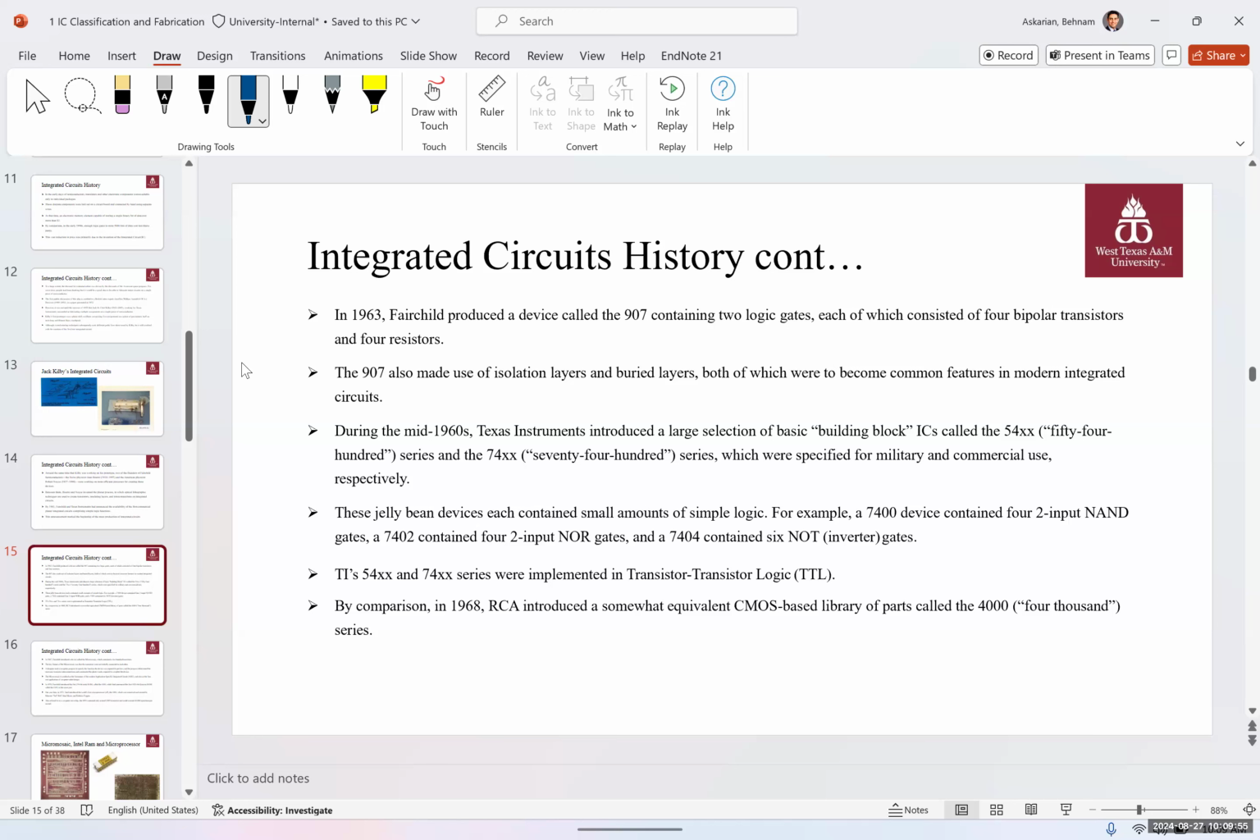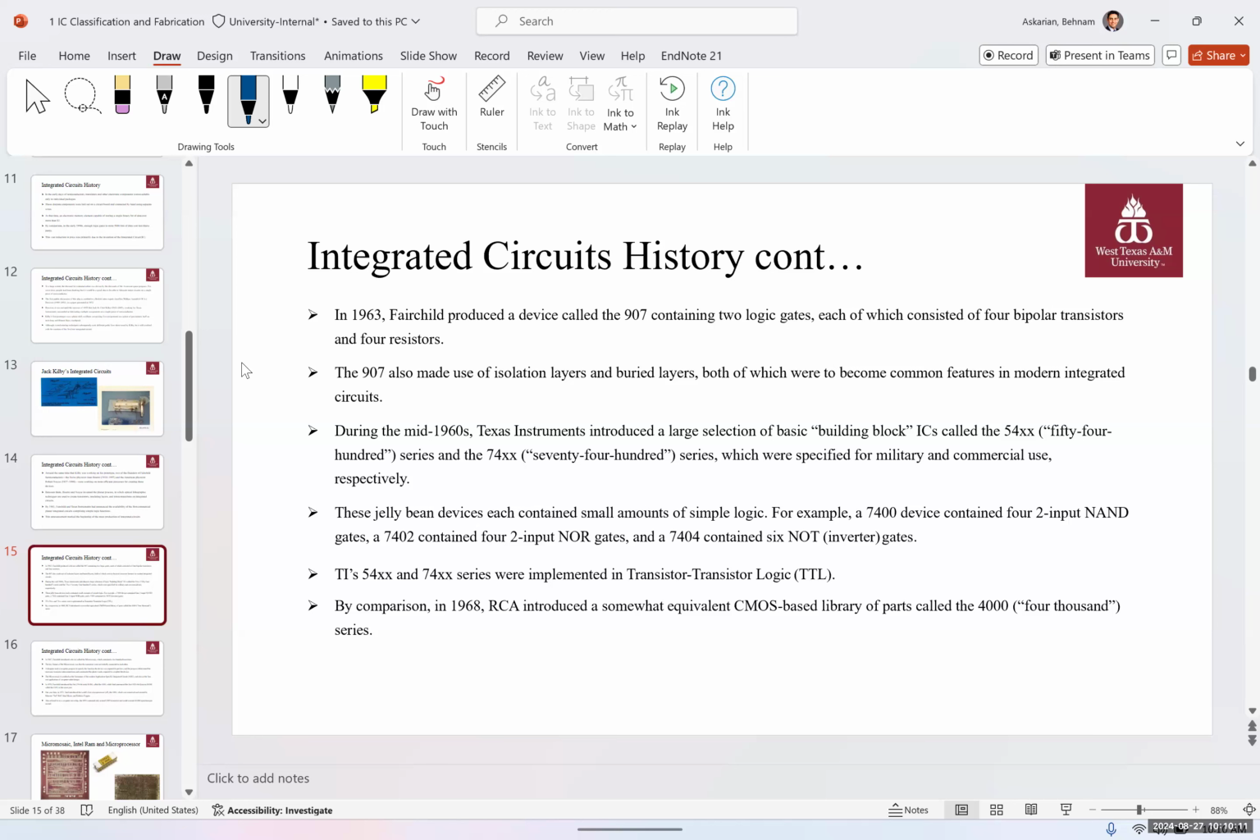TI's 54 and 74 series were implemented in transistor-transistor logic, or TTL. And these logics are the basics of every computer that you see, all the computers, CPUs, memories, all of them are made out of logic gates.